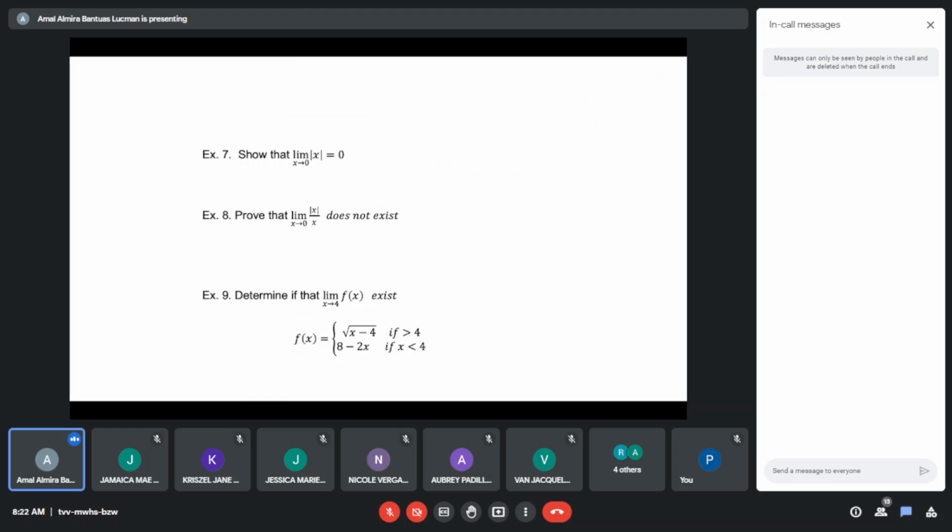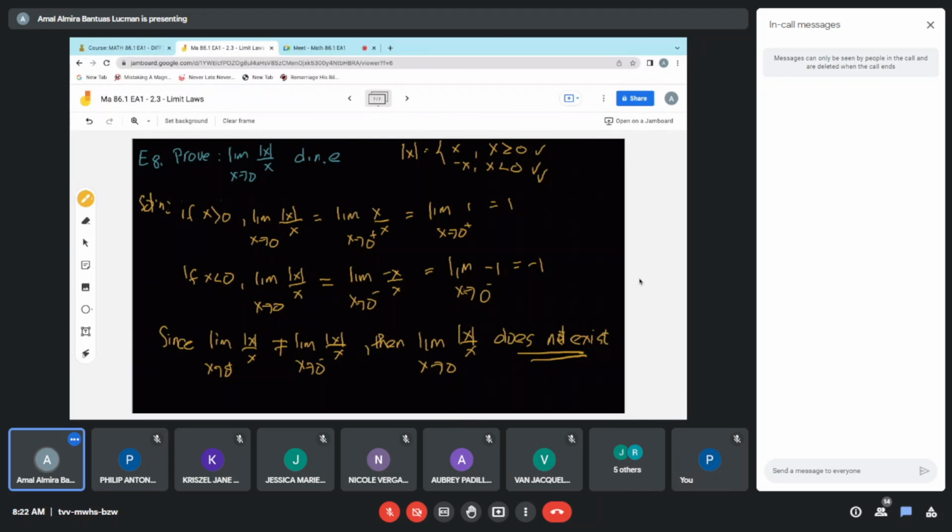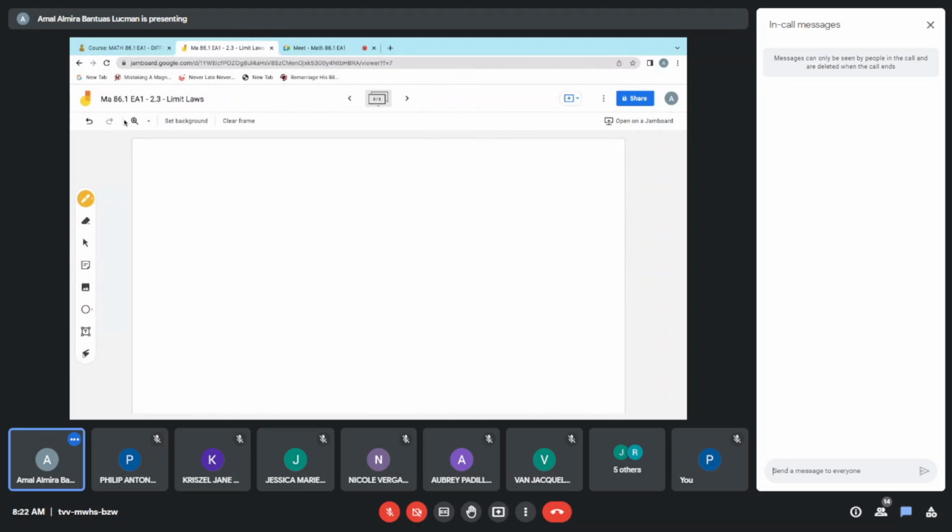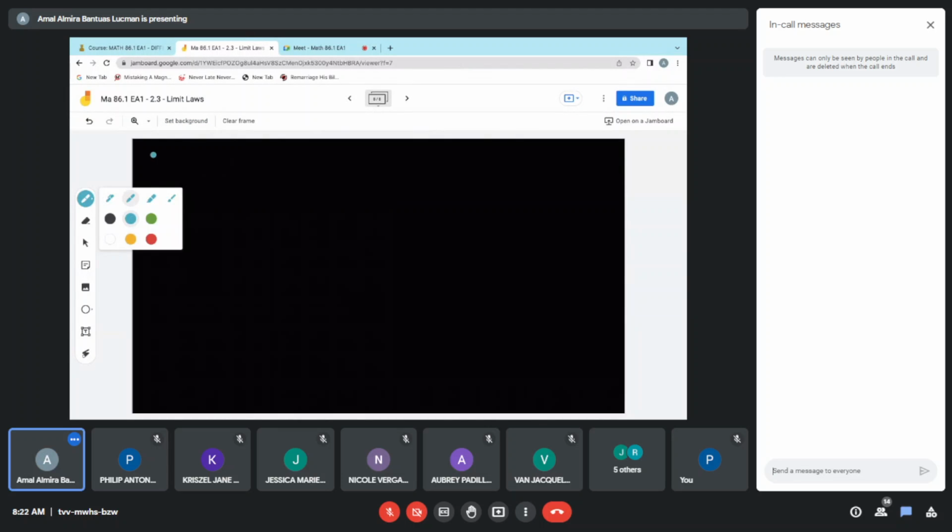Determine if the limit as x approaches 4 exists, given that f of x is equal to the piecewise: square root of x minus 4 if x is greater than 4, 8 minus 2x if x is less than 4.